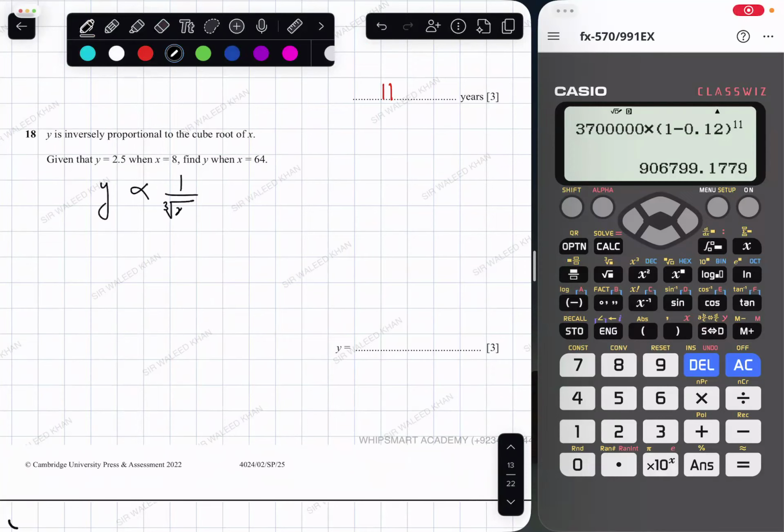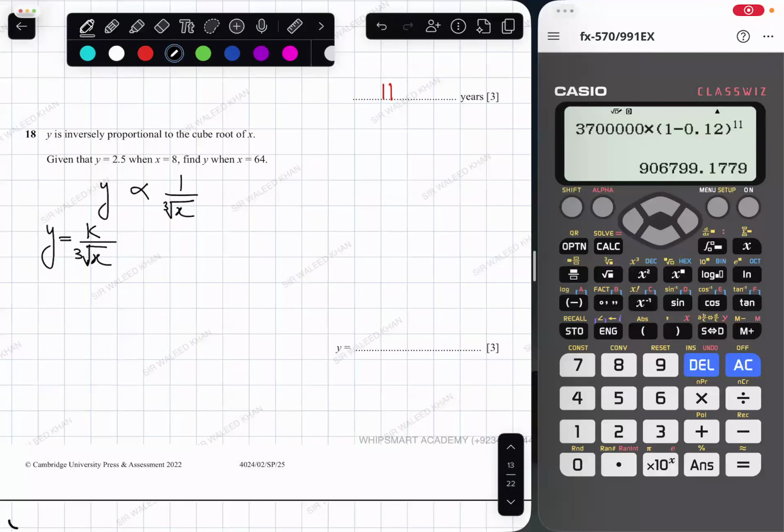Cube root of x. Be very careful whenever the relation is made like this. Sometimes the student just misses out. Make it a cube. It's a cube root. So read your question properly. Turn it into an equation. So there is multiplication of k constant.